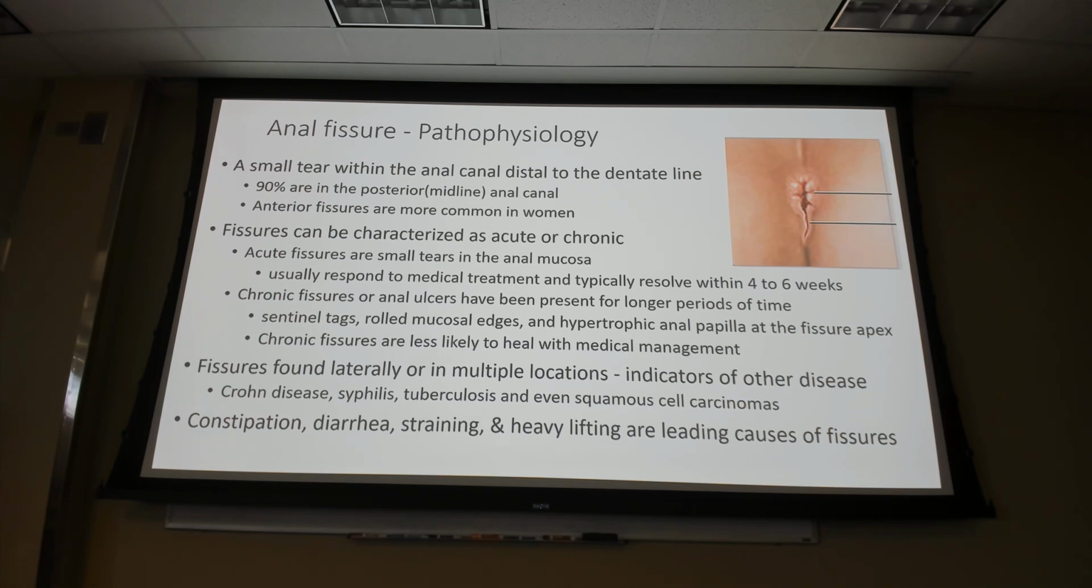And then we typically categorize them as acute versus chronic. An acute fissure might be a small tear that's amenable to medical treatment, versus a chronic fissure, which can lead to an ulcer, which typically has prolonged periods of pain.